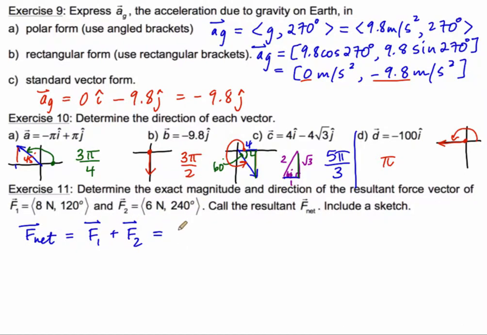So I'm going to do that directly by taking the magnitude times the cosine of the angle and the magnitude times the sine of the angle for each vector.